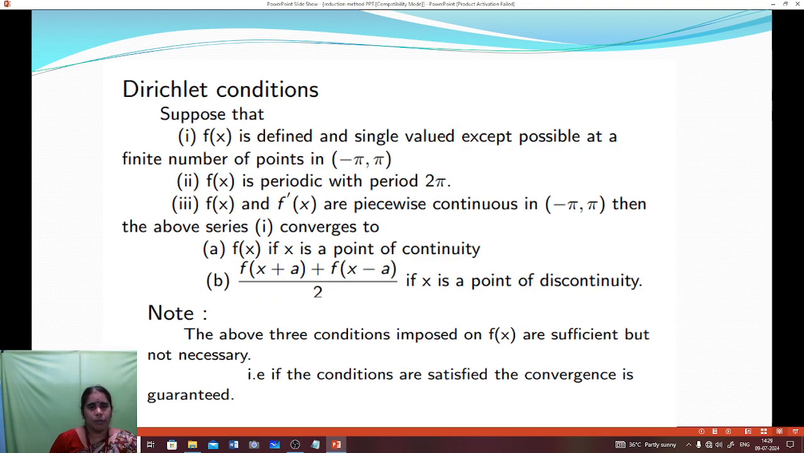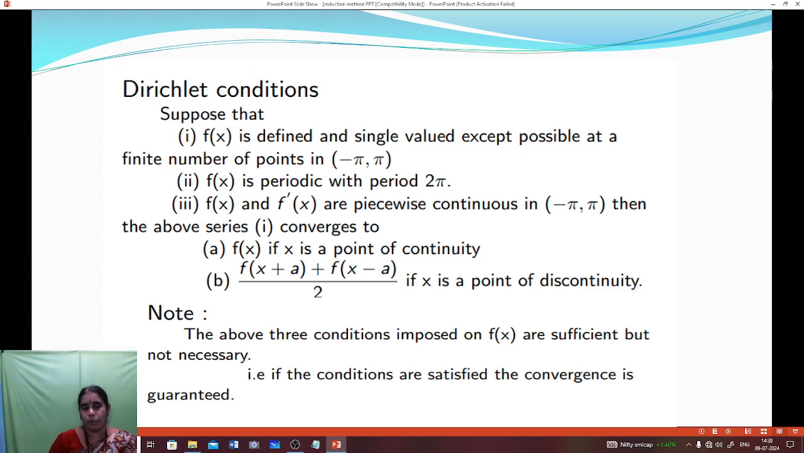If the function is periodic and it satisfies the Dirichlet conditions, what are the Dirichlet conditions? There are just 3 conditions. Suppose that our f of x is defined and single valued except possibly at a finite number of points. That is the first point.